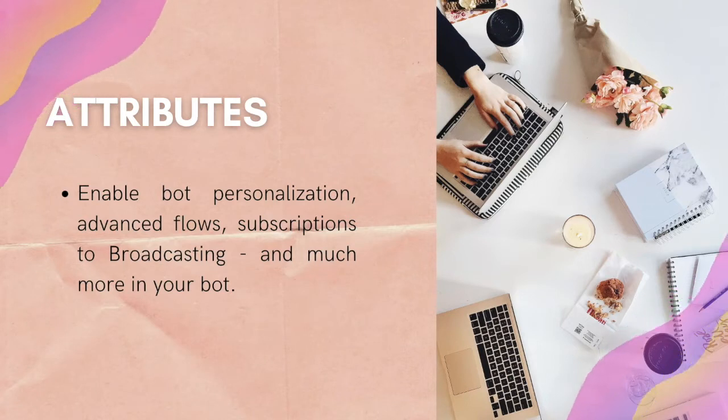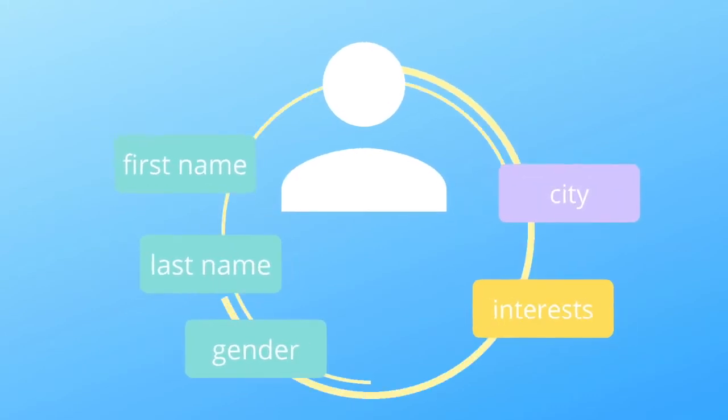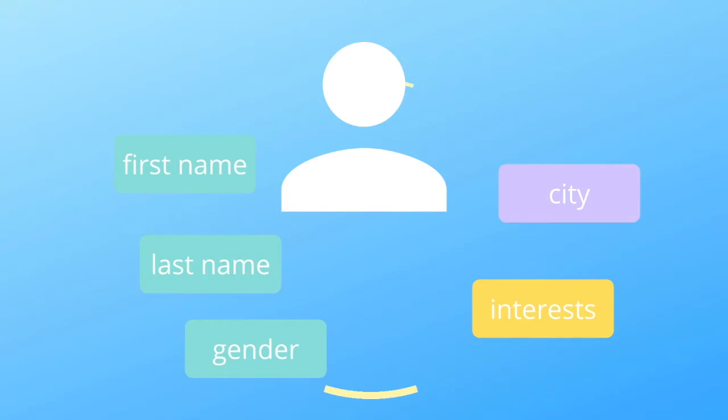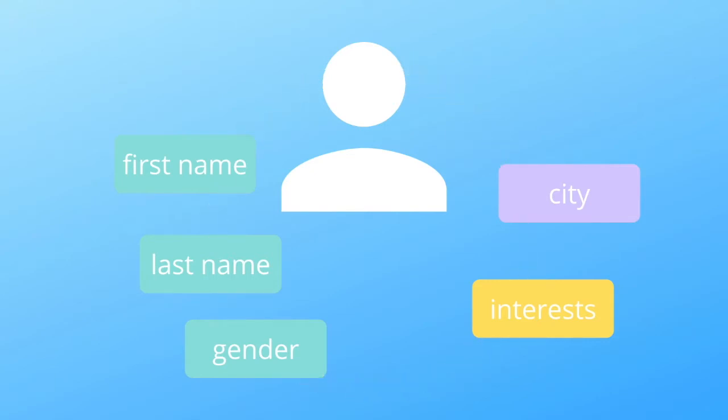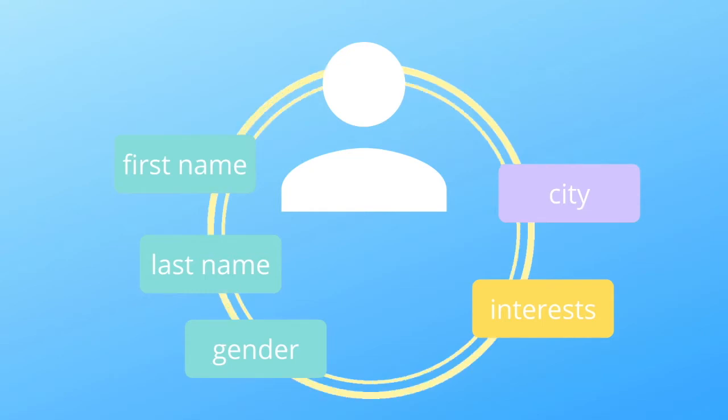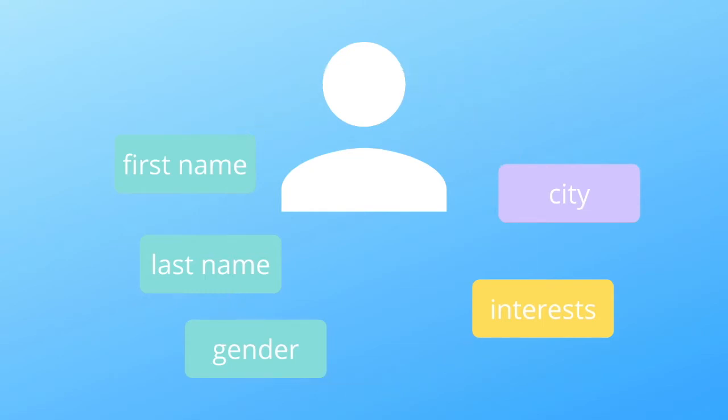User attributes enable personalization, advanced flows, subscriptions to broadcasting, and much more in your bot. They are a simple but very powerful tool to bring your bot to the next level. You can use the system attributes available in every bot, like first name or gender, to greet users or to segment them in the user filter for broadcasting. But you can also create your own custom attributes using the audience menu, attribute block, and more.